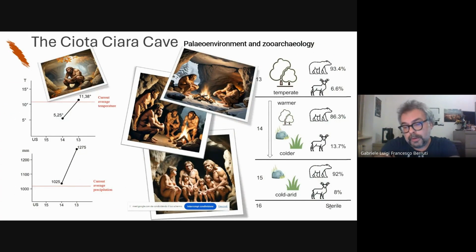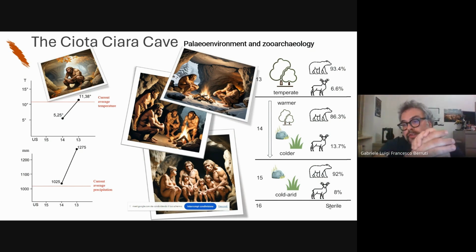But with the help of the study of the micro-mammals, we have the possibility to recreate the landscape around the cave, and also to discover the difference between the current temperature and the temperature in the past. Here on the left, you can see the graph that gives us the average temperature in unit 13 and unit 14, and downstairs you can see the precipitation in unit 13 and unit 14.